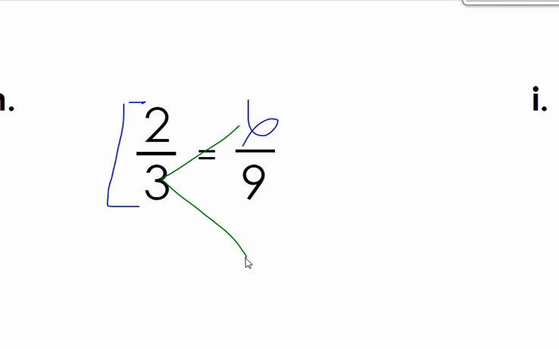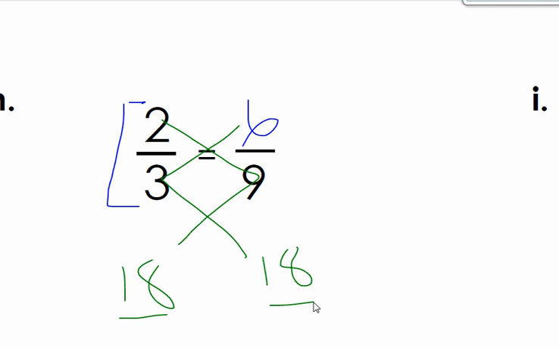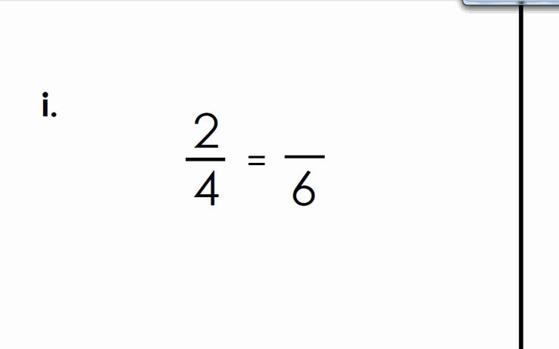3 times 6 is 18. And what's 2 times 9? 18. Are these two correct? Yes, they are. So now look at this fraction here, letter I.